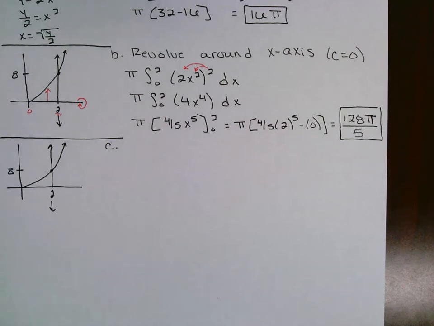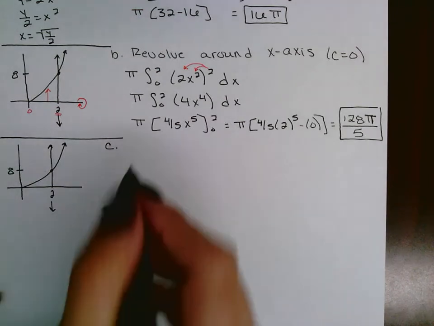All right, moving on with C. C says, all right, we're going to get a little more complicated. C should be the most complicated it gets. It says revolving around the line of y equals 8.